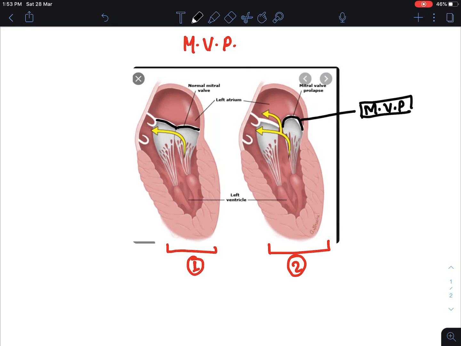So why has this upward bulging of the mitral valve occurred? Does the pathology lie in the mitral valve leaflet? The answer is no. The pathology does not lie in the mitral valve leaflet, but in the fibers which are attached to the mitral valve leaflets and the papillary muscles. These are the papillary muscles, and these are the fibers which are attached to the papillary muscles and the mitral valve leaflets. This fiber is known as chorda tendineae.